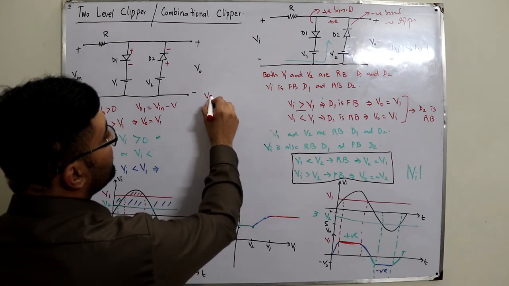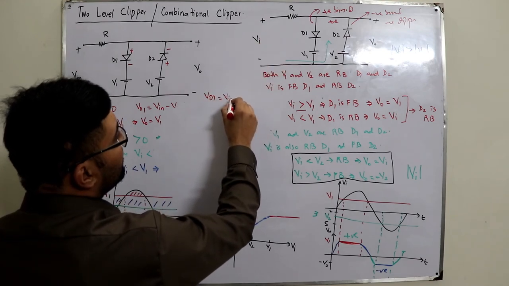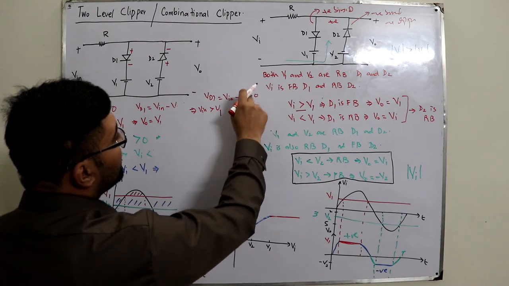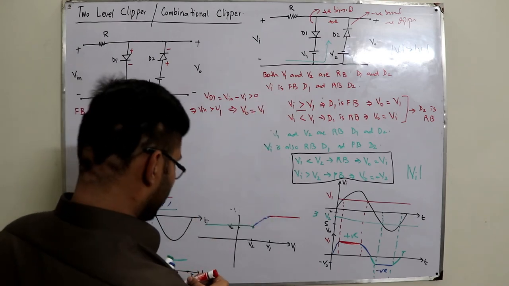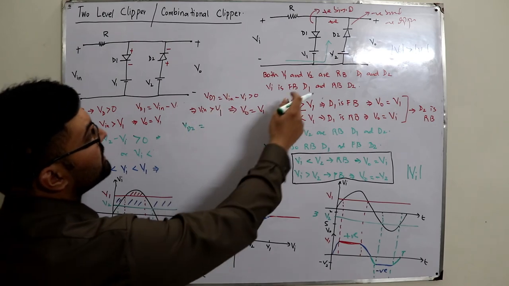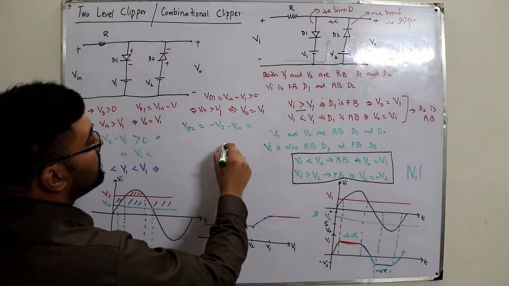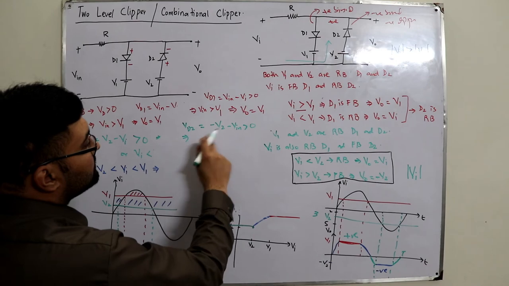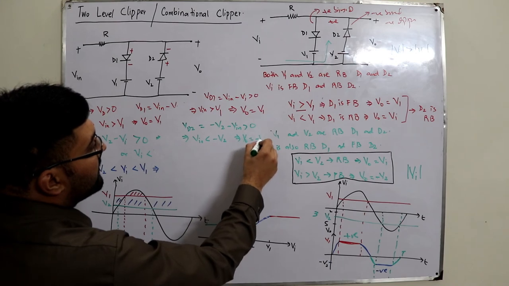So for the diode D1 to be forward biased, what should the voltage across it be? It's V input minus V1. So this should be greater than 0. This implies that the input voltage should be greater than V1. So D1 would be forward biased, and the output would be equal to V1. Similarly, the voltage across the diode D2, from positive to negative, is minus V2 minus V input. This should be greater than zero for it to be forward biased, which implies that the input voltage should be less than minus V2. So the output would be minus V2.